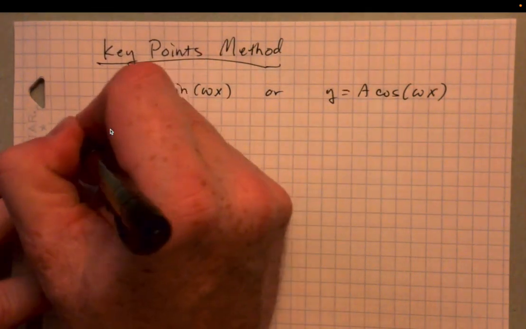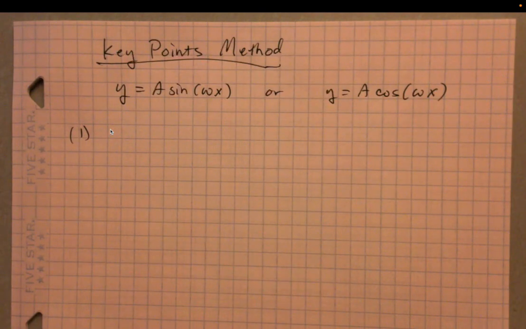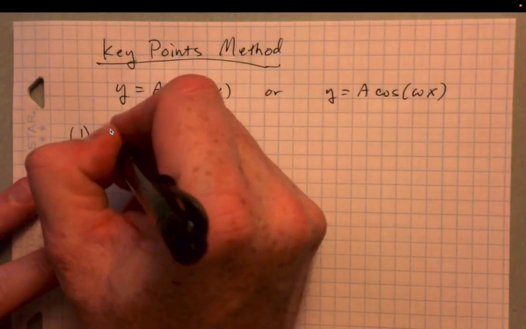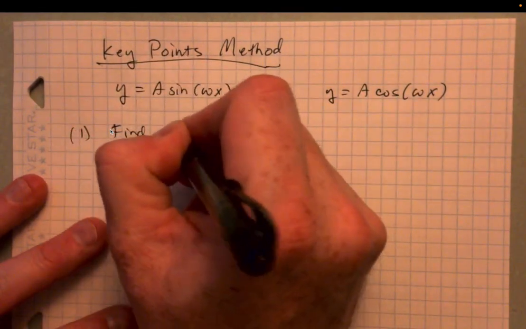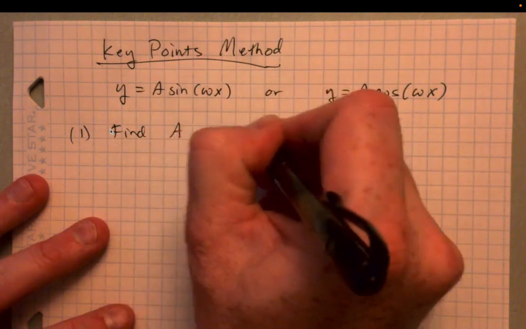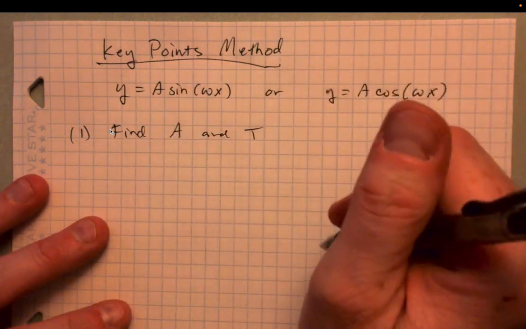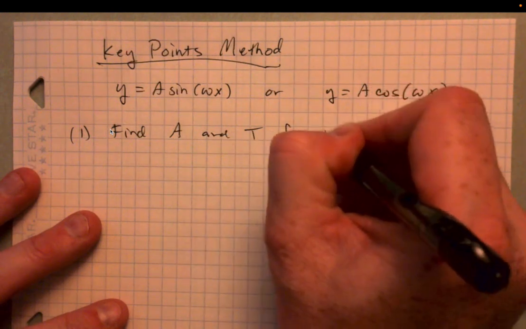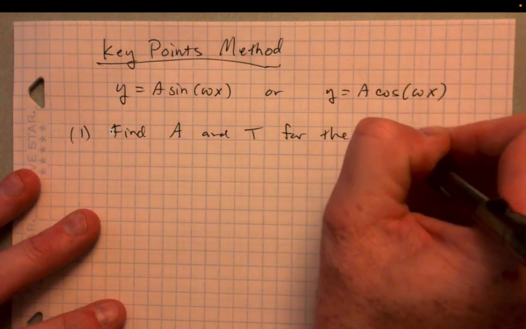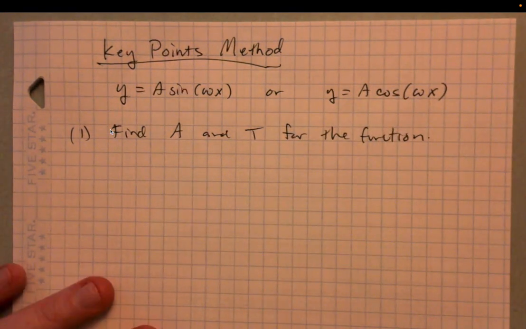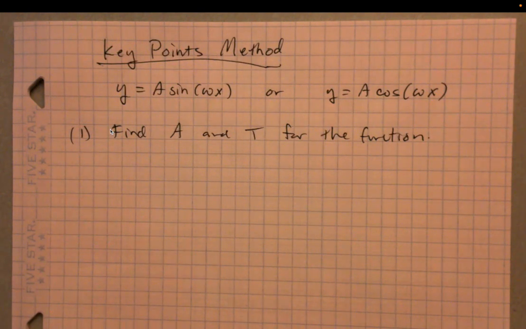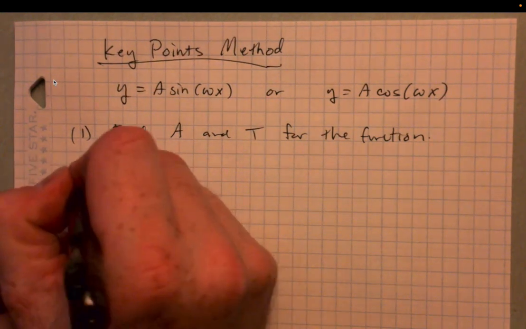Okay, so step one is we need to find the amplitude a and the period, which we denote with a T, for the function. That's step one. You need that information. You need to know how much it's being stretched before you start trying to figure out the values and where to plot it. How much is it being stretched, and in what direction is it being stretched? Okay, that's step one.